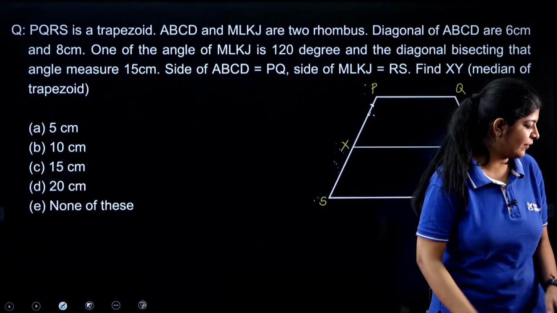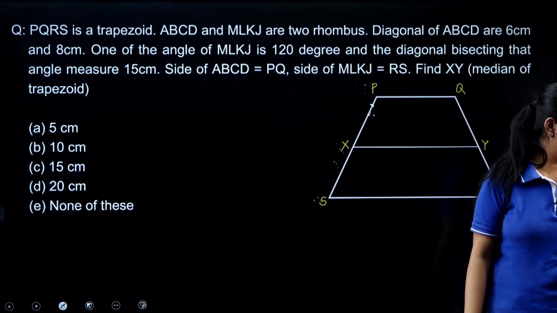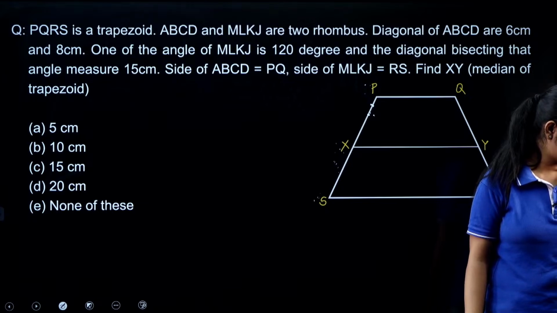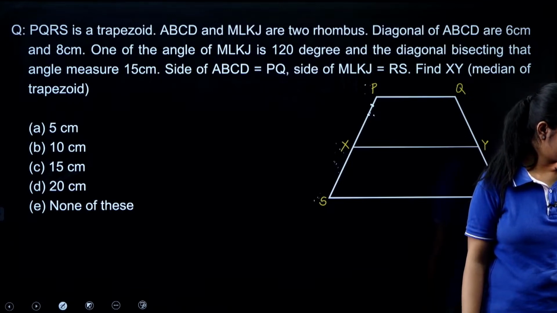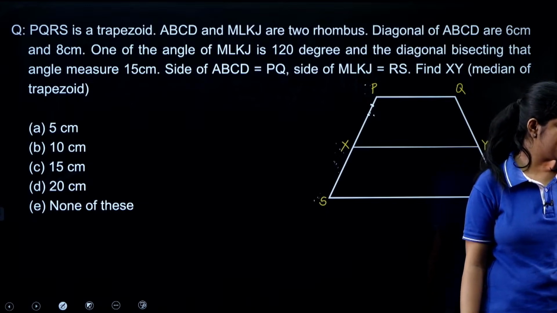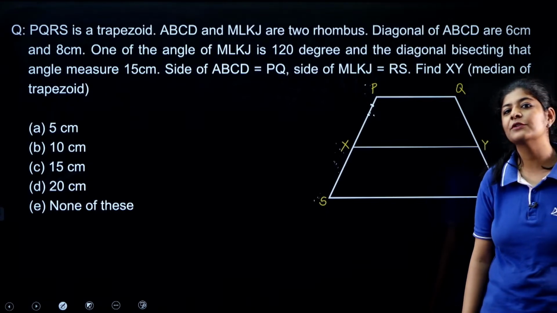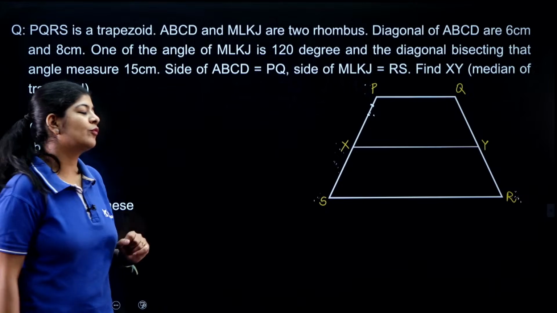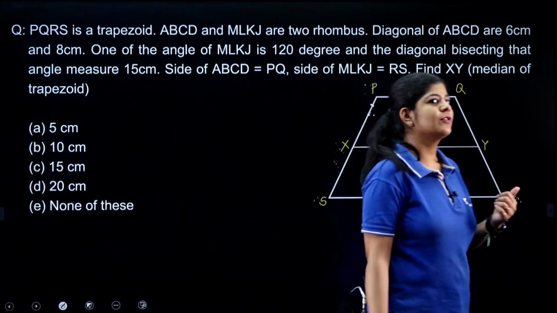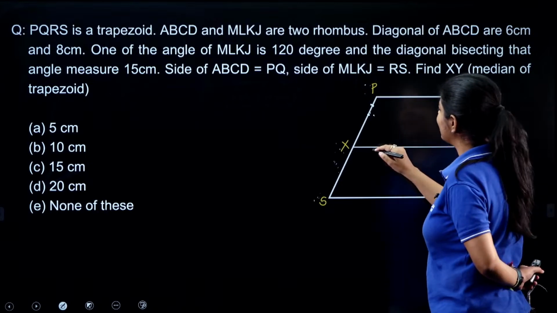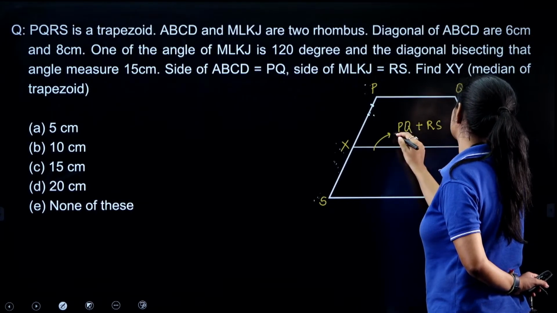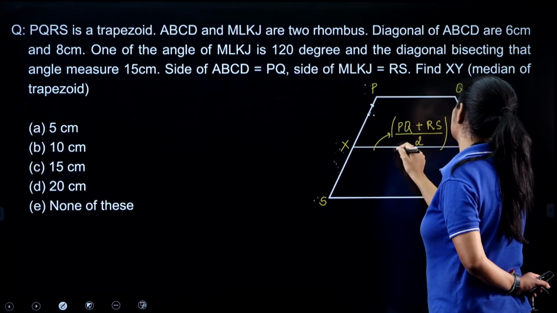We have to find out the median of the trapezoid. How are we going to determine this? It's a very easy one. All you need to do is understand how to draw the diagram, and afterwards how to calculate the side of the rhombus. If you are able to get the side of the rhombus, then X and Y is nothing but PQ plus RS divided by 2, and I will get my answer.